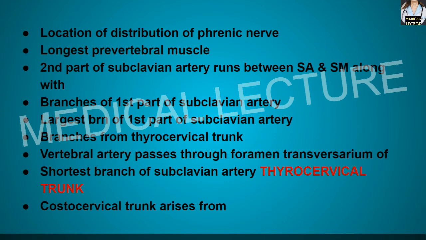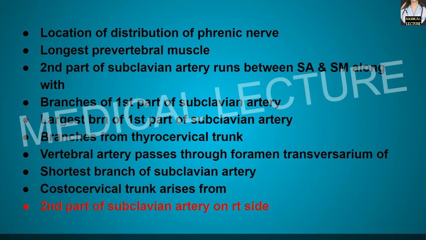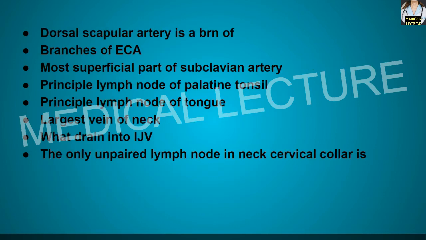The costocervical trunk arises from the second part of the subclavian artery on the right side. Remember, in some books it is given that it arises from both parts, that means from the first part and from the second part of the subclavian artery. But mainly, if you check on Google, it is given as the second part. So just remember, on the right side the costocervical trunk arises from the second part of the subclavian artery. Now the dorsal scapular artery is actually a branch of the third part of the subclavian artery.